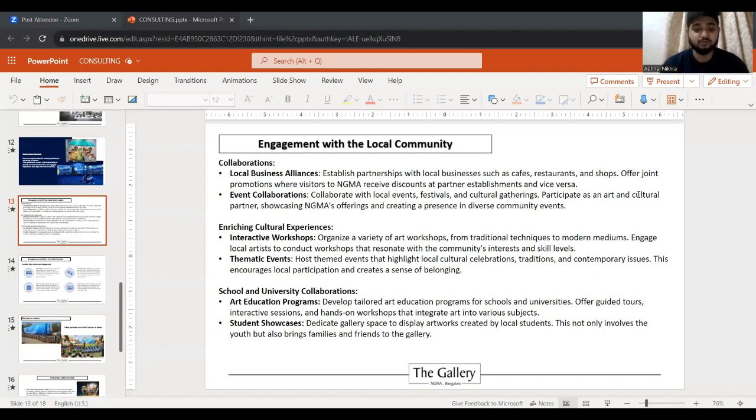We can also have student showcases. We set up a space in our National Gallery where students get involved with people and also bring their families and friends to the place. So all these things together will help us connect with people better around the National Gallery and make them feel they belong here.